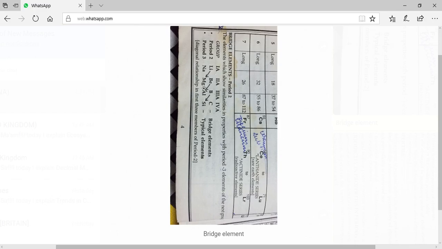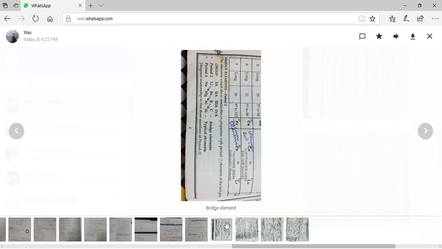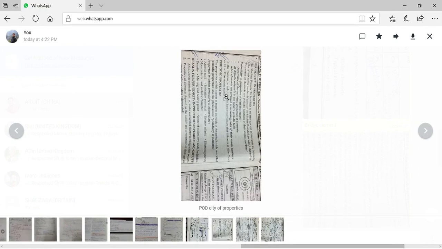Lithium, magnesium, beryllium, aluminium, boron, silicon, okay. So lithium, beryllium, boron are bridge elements, and magnesium, aluminium, silicon are typical elements. Regarding your trends, it is the periodicity of properties. The periodicity of the properties are the periodic function of the elements regarding their atomic number. You can see the atomic number, and when you read this, you can understand. Periodic properties are also written here.